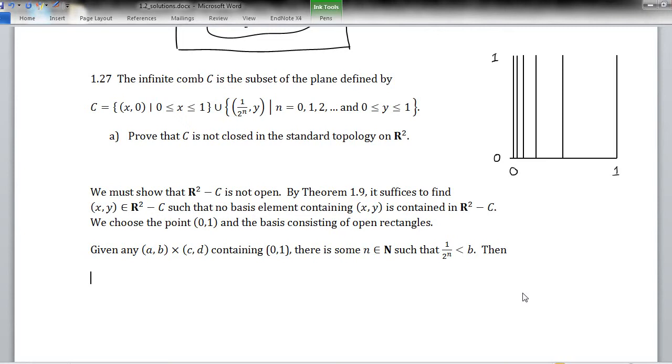Well then, we see that this point (1 over 2 to the n, 1), which is just a little bit to the right of our original point, is contained in, well, the open rectangle and in C, right?